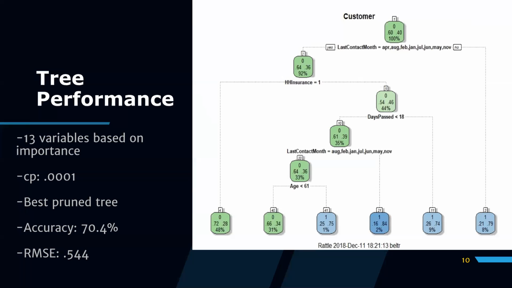As an example, I'll use the top percentages of the polar opposites. Terminal node number 4, a person contacted in the months mentioned with insurance has a 72% chance of not accepting the loan. And in terminal node 21, we repeat the same pattern with contacted months mentioned, no insurance, less than 18 days past, but they were contacted again in the different months within December, October, March, and September. And this person has an 84% chance of accepting the loan.